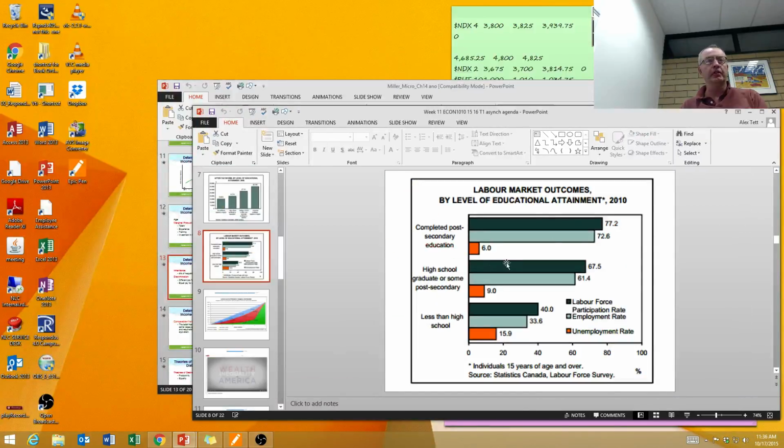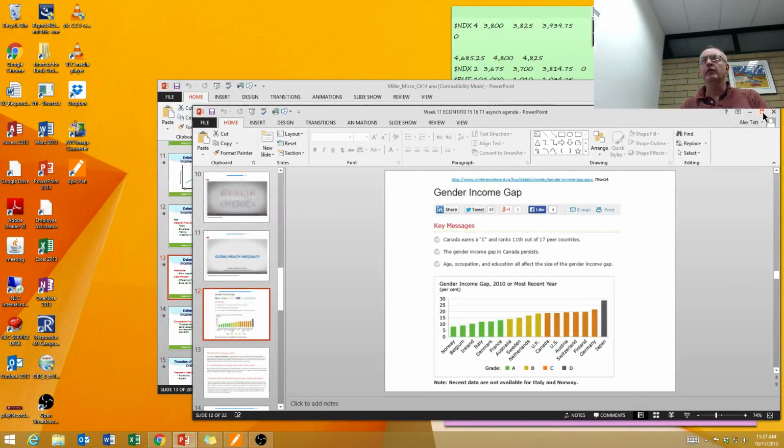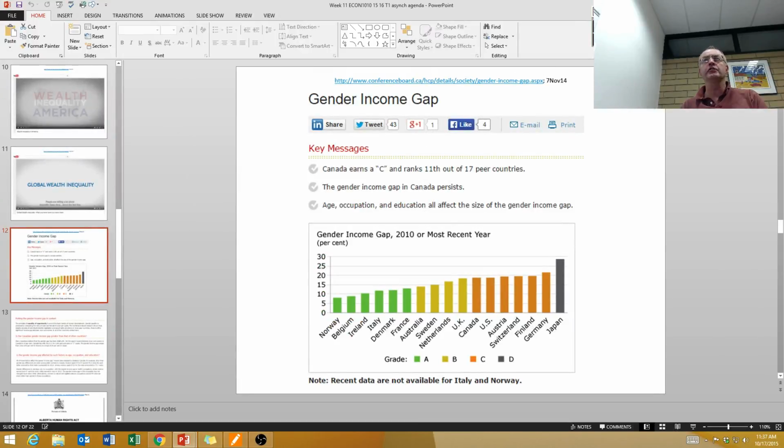the world picture. Let me just find it here. Where does Canada fit in the world picture? And we're at the middle of the pack, actually. So this is the income gap between women and men. How much less do women earn than men? So we do have this gender gap in Canada. Here in Canada, women earn almost 20% less than men.